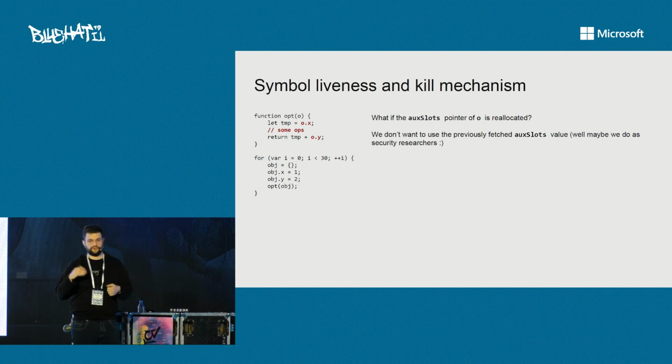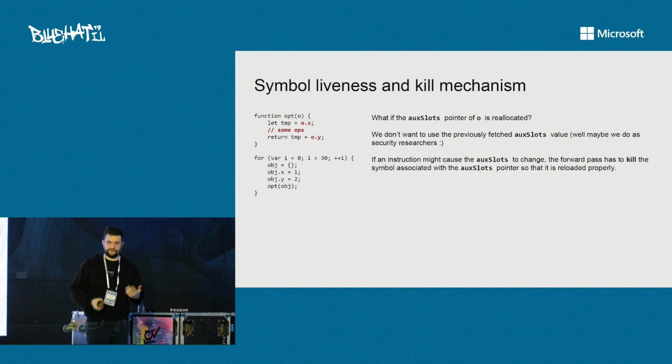Well, you don't want to use a previously fetched value because you would then read from free memory. Maybe you do if you're looking for bugs, but the Chakra developers probably don't want that. And so you have to use the counterpart mechanism, which is called the kill mechanism. Once again, this is Chakra lingo. That's what they use in the code.